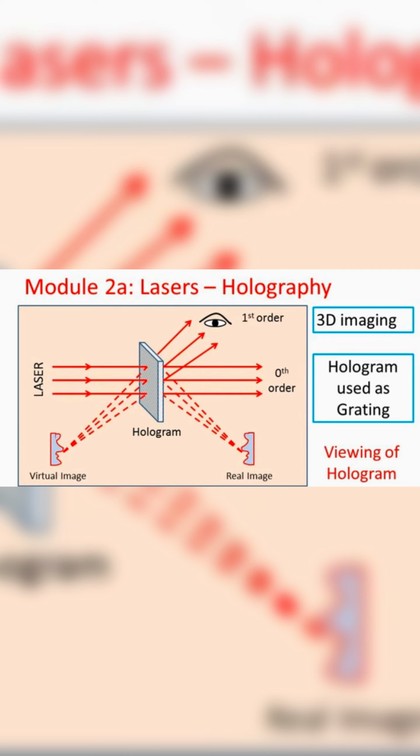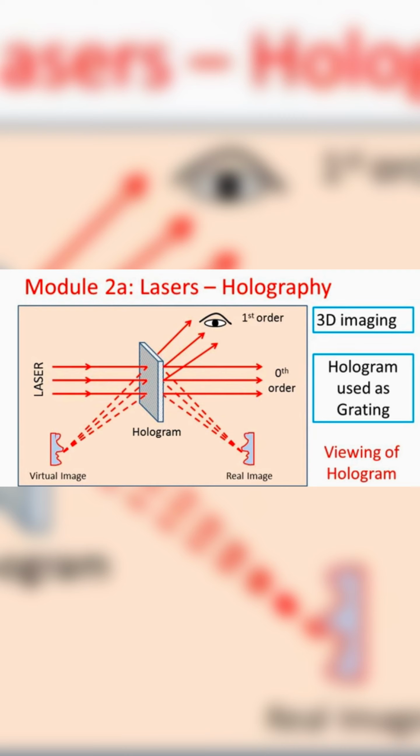Waves in this object beam are reflected from different parts of the object, and after reflection they are collected at the photographic plate. These waves in the object beam and the waves in the reference beam interfere with each other, and that interference pattern is accurately recorded on the photographic plate. So this is how a hologram is formed.